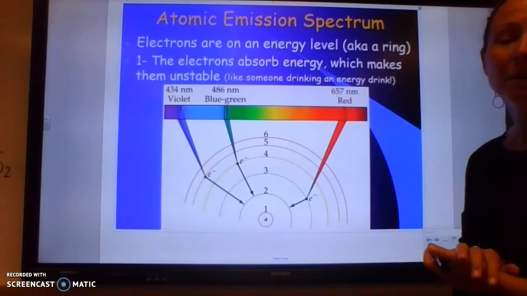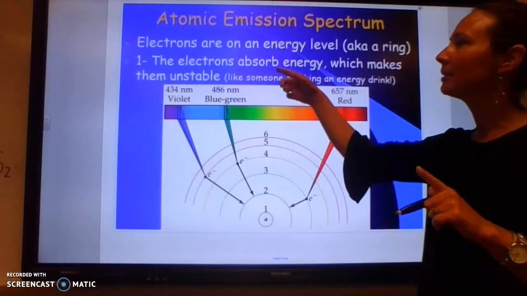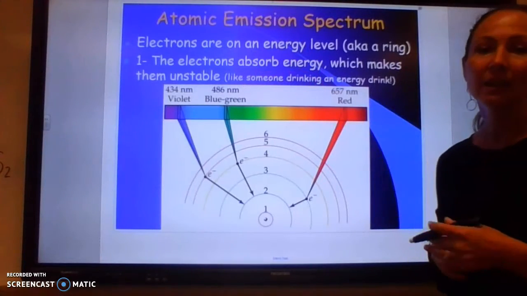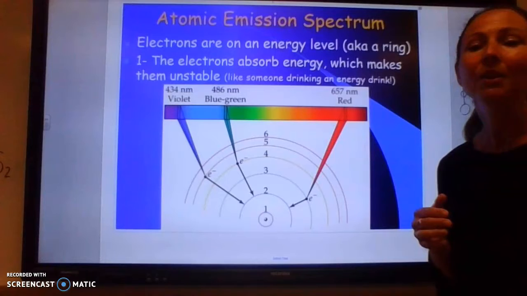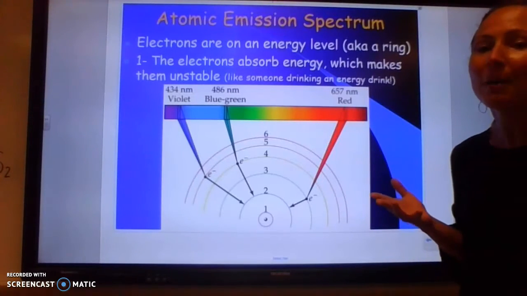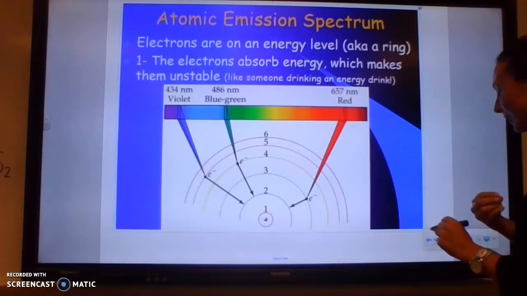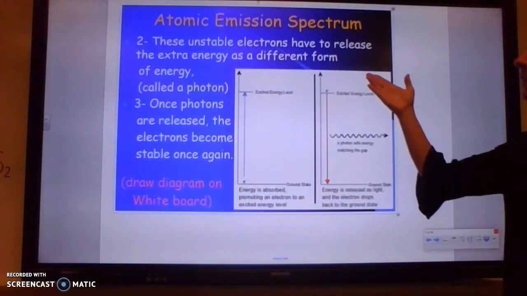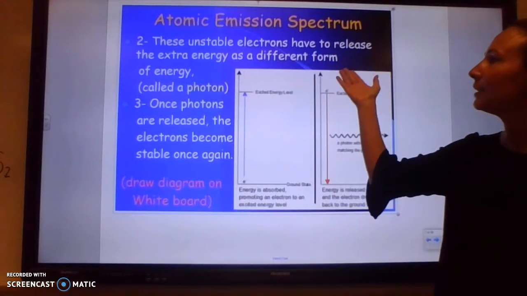Step 1, an atomic emission spectrum occurs by first you have electrons that are absorbing too much energy. Like I'd already said, if they absorb too much energy, it's kind of like you're not going to be stable. You're going to want to get that energy out. So what happens? The energy has to come out. So step 1, you take the energy in. Step 2, they've now become unstable. They have to release the energy.